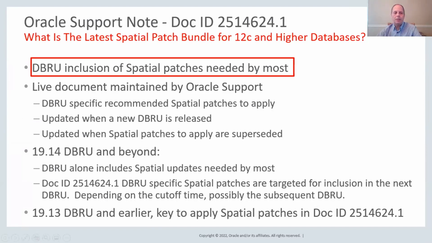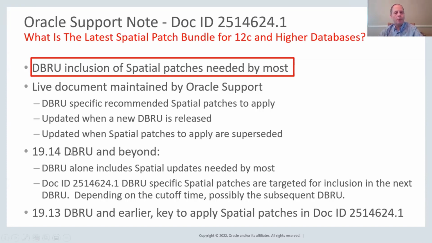So this document is a live document. It's maintained by Oracle support, and it's DBRU specific recommendations for spatial patches to apply. It's live, which means that when new DBRUs come out, this document will get updated. And when spatial patches to apply are superseded, this will also get updated. So it's a nice document. It's live. Keep checking it.